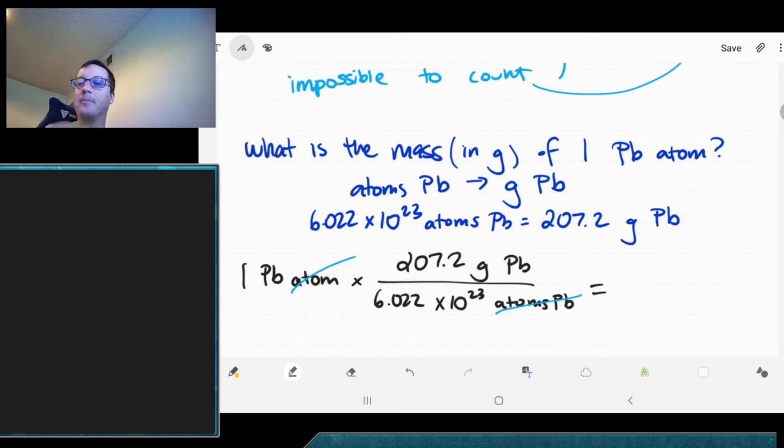And so 207.2 divided by 6.022 times 10 to the 23rd. You should get, I'm going to just put 3 sig figs. Sorry, I know this problem shouldn't have sig figs. It should have 1. But we're not going to worry about that, since we can't have 1.02 lead atoms or something like that, it doesn't make sense. But we'll just keep this as is for this problem. So 10 to the negative 22nd power grams.